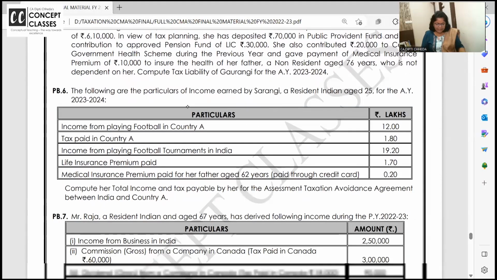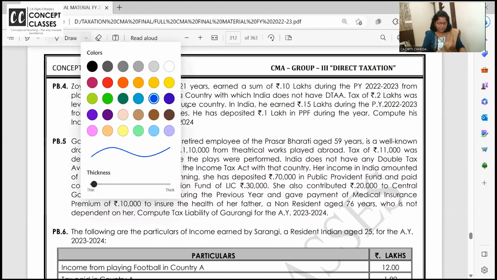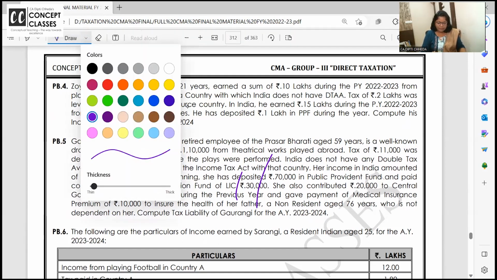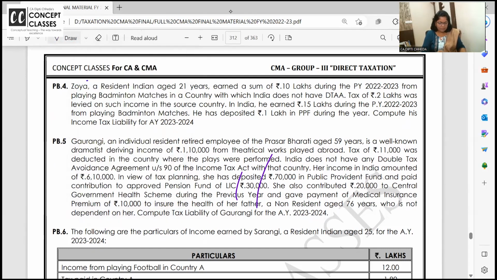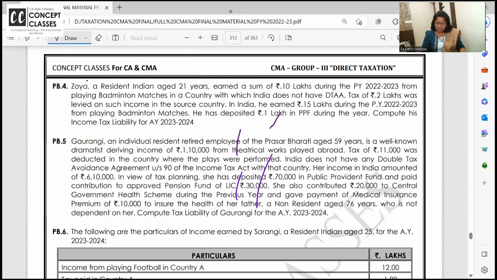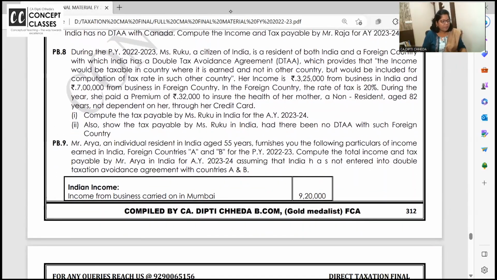ये देखो, ये कल का क्लास है, कल के प्रॉब्लम्स हैं. So I'm directly taking up problem number 9. Yes.